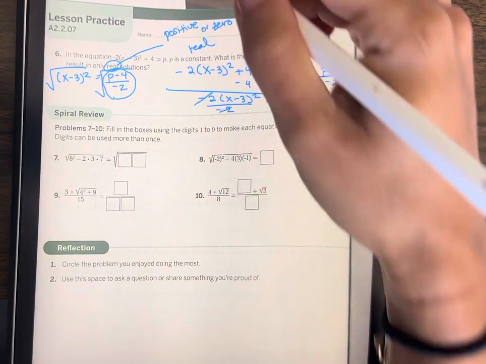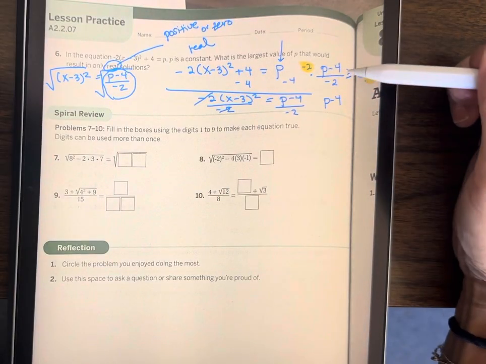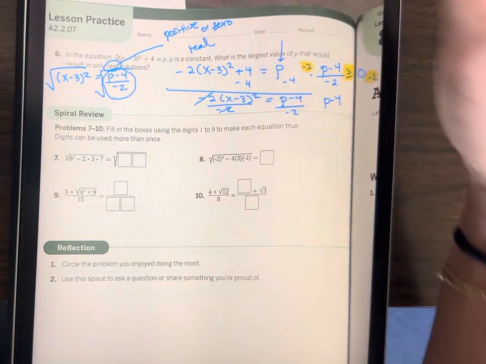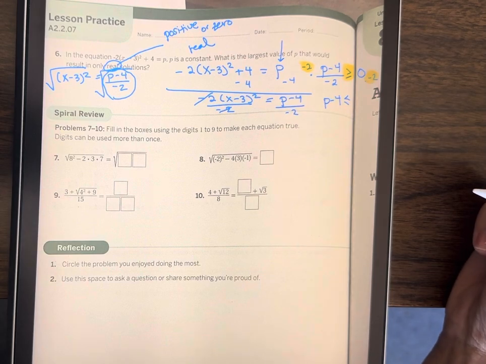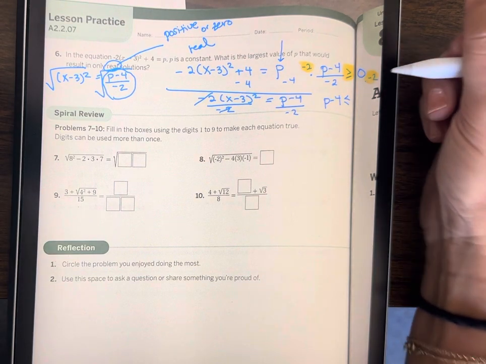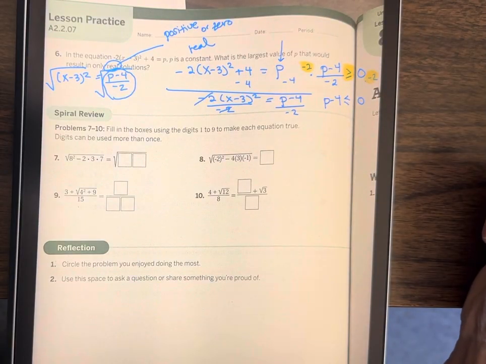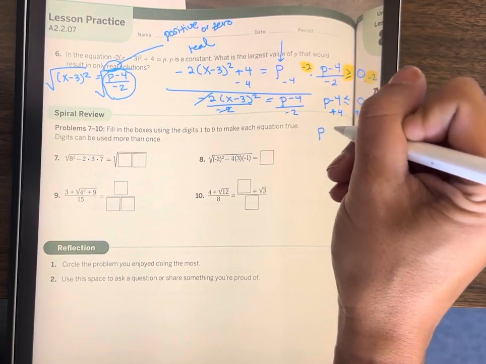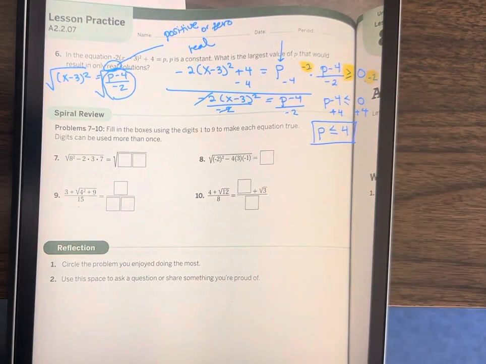Oh, something happens, you guys, when we multiply both sides of an inequality by a negative. This sign is going to do a flipperoo and become less than or equal to. And then 0 times negative 2 is still 0. And then I'm going to add the 4 to both sides. And that means that p must be less than or equal to 4 for this to work.